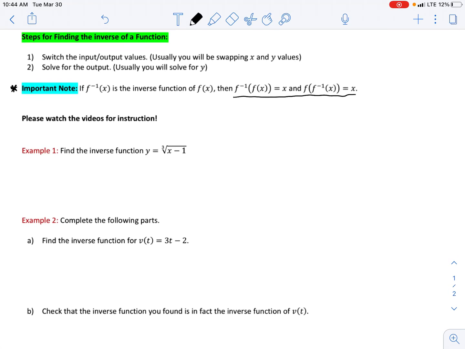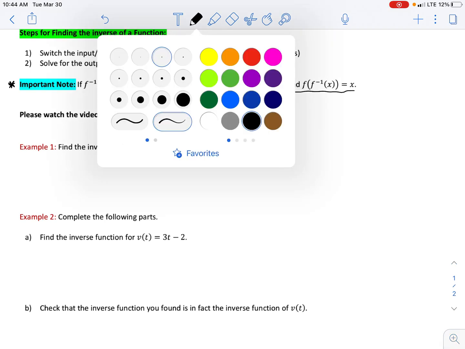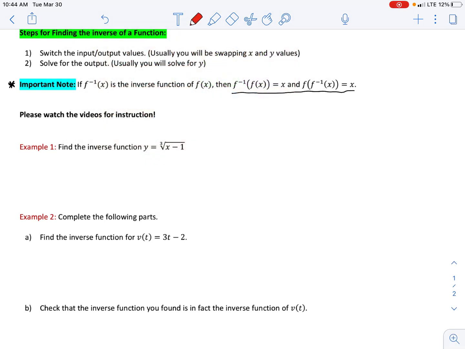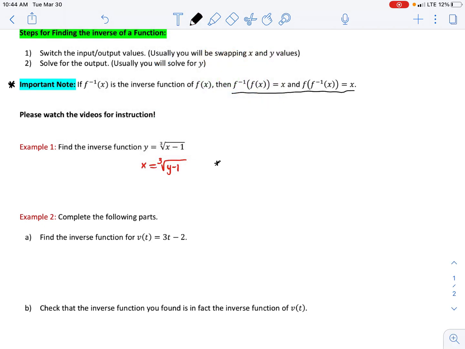So for example, when I want to find the inverse function of y is equal to the cubed root of x minus 1, what I'm going to do is swap the x and y. So I have that x is equal to the cubed root of y minus 1. I swap y and x, and then I want to now solve for y.